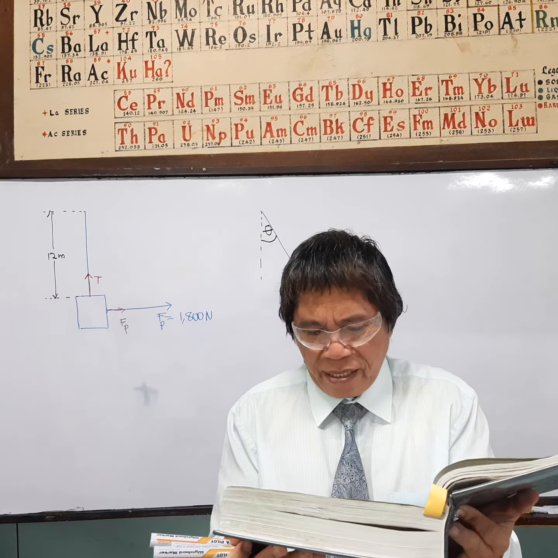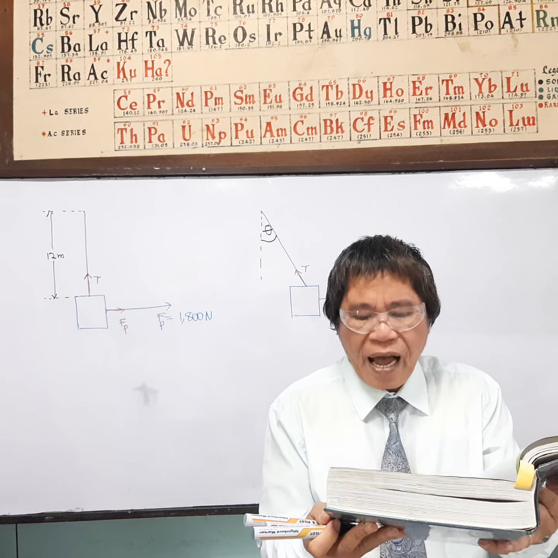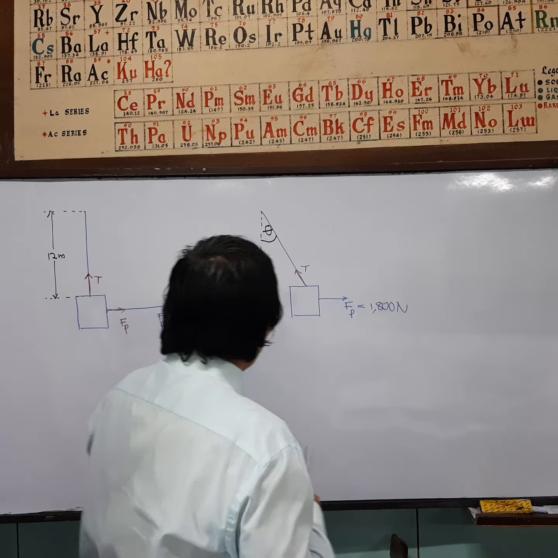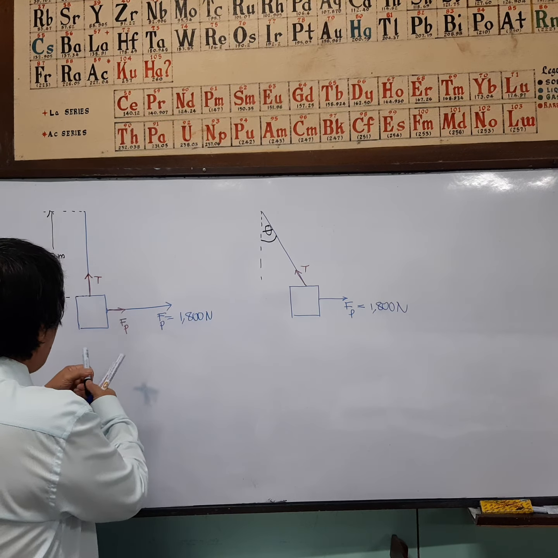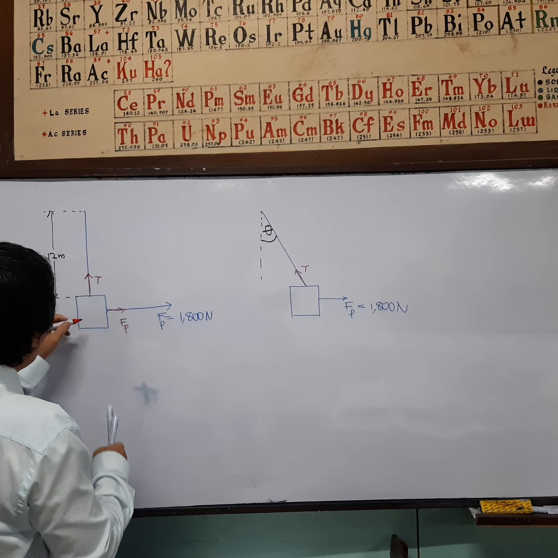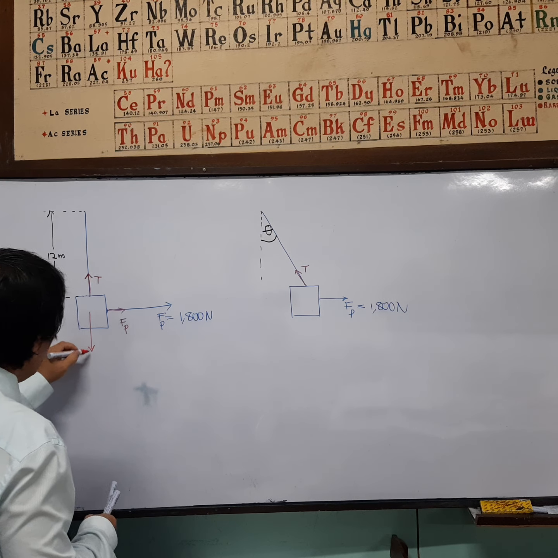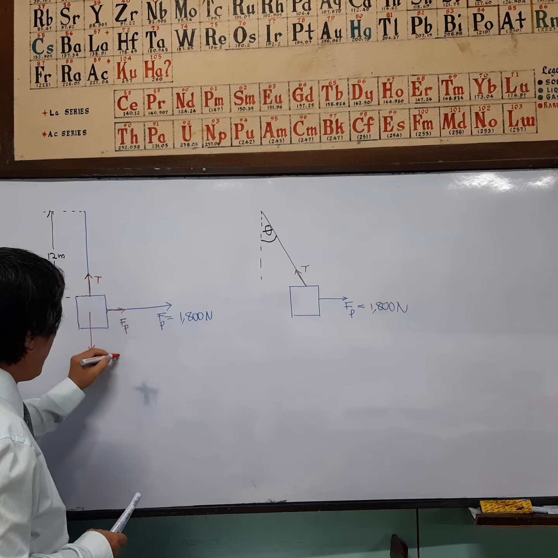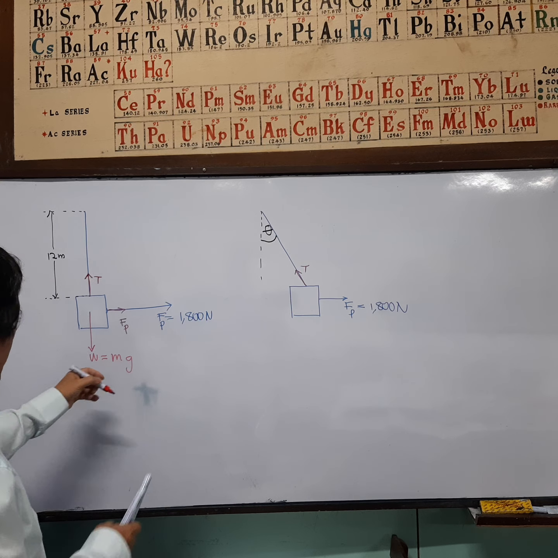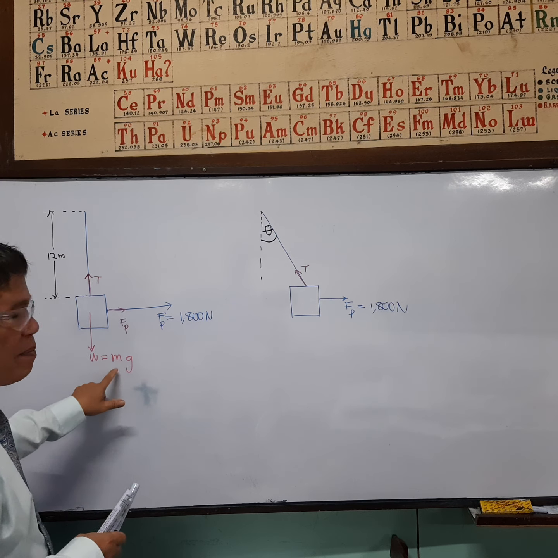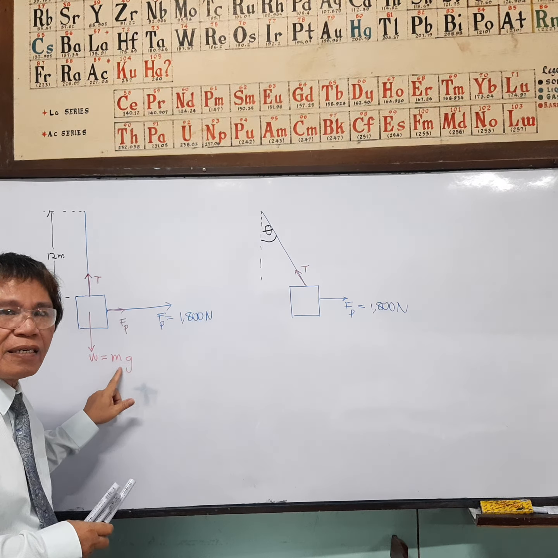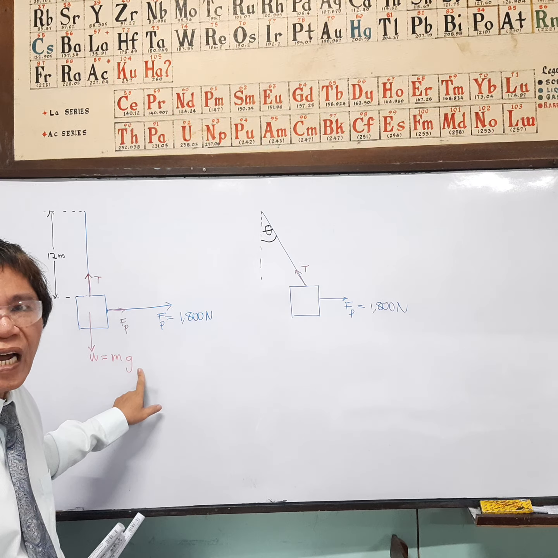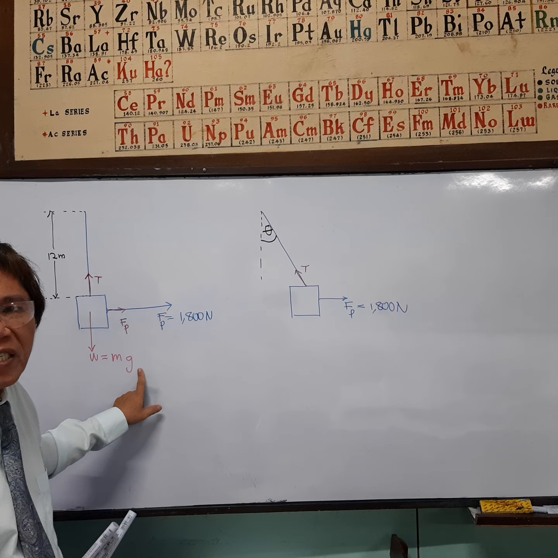Let us have the other information here. Then the crate has a weight, a mass of 2,000 kilograms. So, in other words, this one has a weight. The weight of the crate is equal to mg, where m is the mass, given as 2,000 kilograms. G is a constant value, acceleration due to gravity, 9.8 meters per second squared.